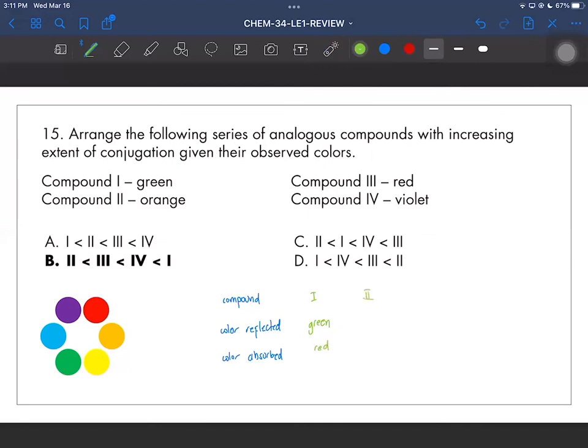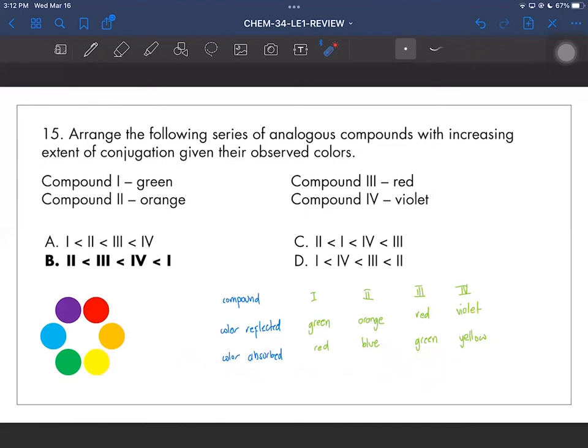Compound 2, it reflects orange. So its complementary color, it would absorb blue, according to the color wheel. Compound 3, since it reflects red, it absorbs green. And same thing with compound 4, since it reflects violet, it absorbs yellow. So in order to arrange our compounds with increasing extent of conjugation, we'll have to look at the wavelength of light absorbed.